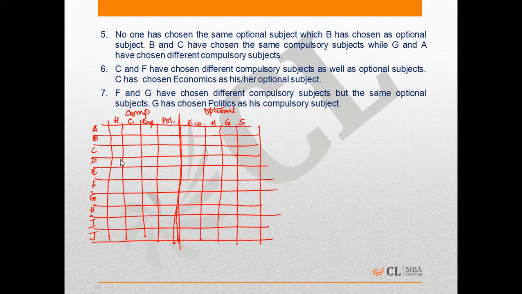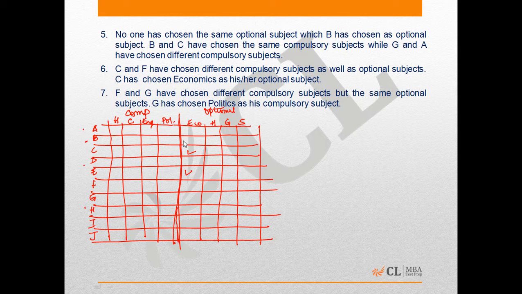We know that C and E have chosen economics, so C and E have chosen economics. D, H, and A have chosen the same optional, and out of which D and H have chosen the same compulsory subject as well. The optional subject chosen by B has not been chosen by any other student. So the subject chosen by B as the optional subject among the second set of columns has not been chosen by any other student.